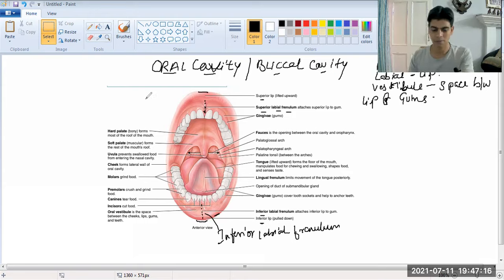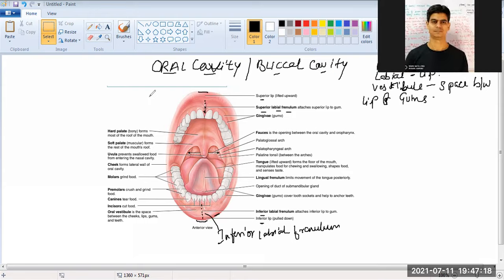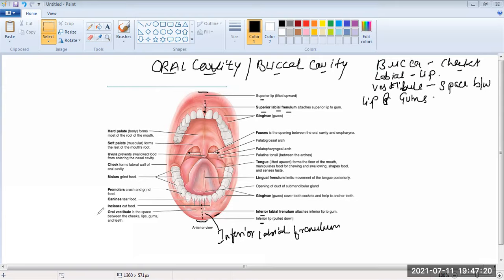Now let's look further into it. The oral vestibule is the space between the cheeks, the lips, the gums and the teeth. If you keep going inside, you have a space between the gums and the inside of the cheeks. So this is also your oral vestibule.